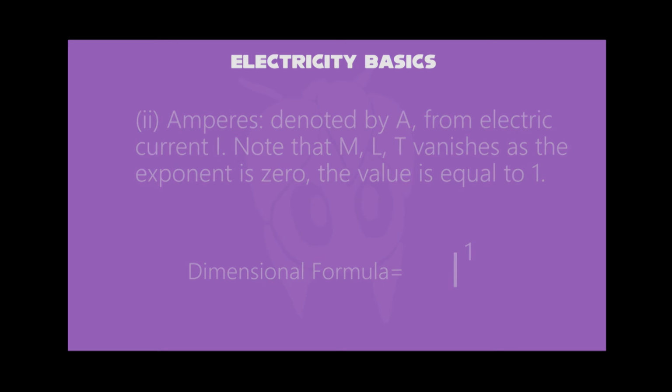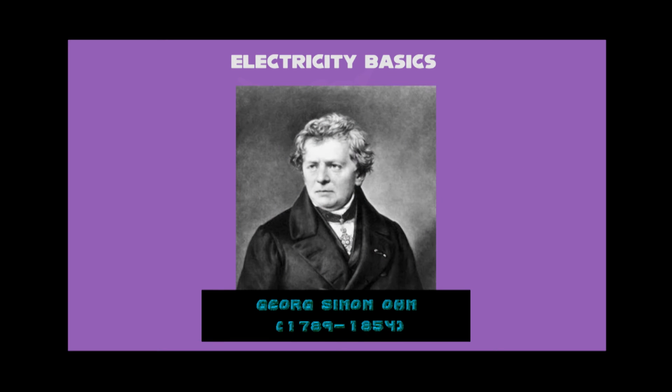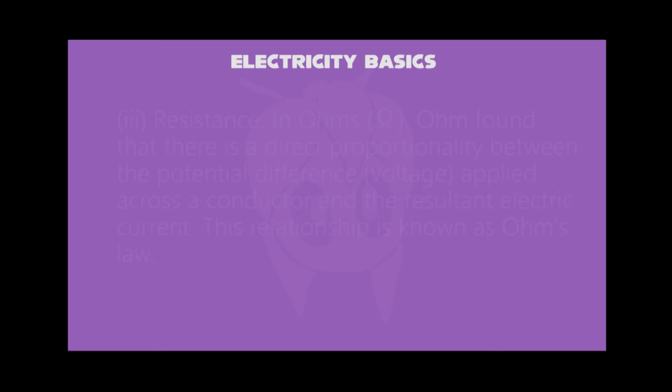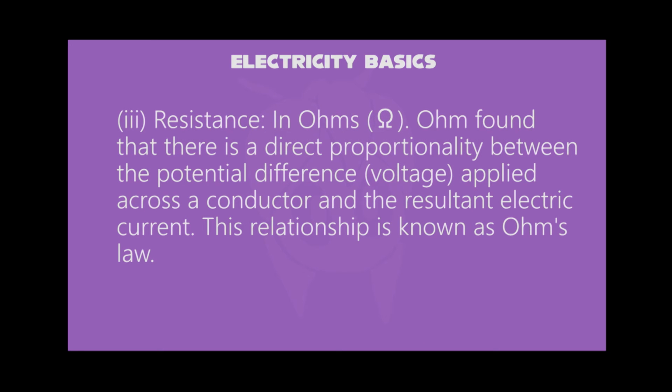Next, the resistance, it came from the German physicist Georg Simon Ohm, 1789 to 1854, who began his research with the new electrochemical cell, invented by Italian scientist Alessandro Volta. Using equipment of his own creation, Ohm found that there is a direct proportionality between the potential difference, voltage, applied across a conductor and the resultant electric current. This relationship is known as Ohm's law.